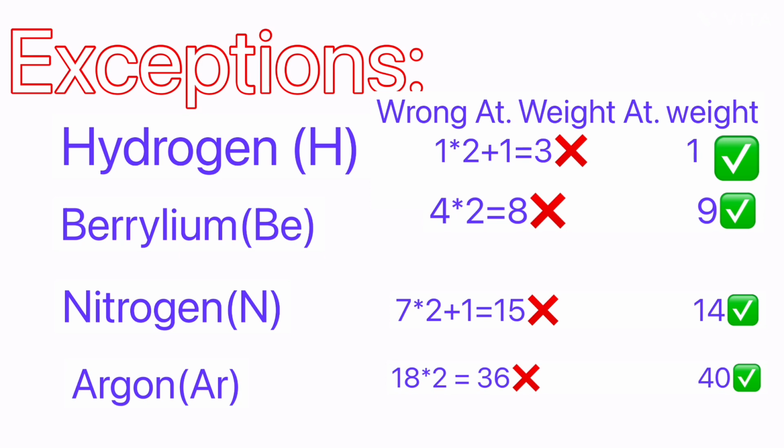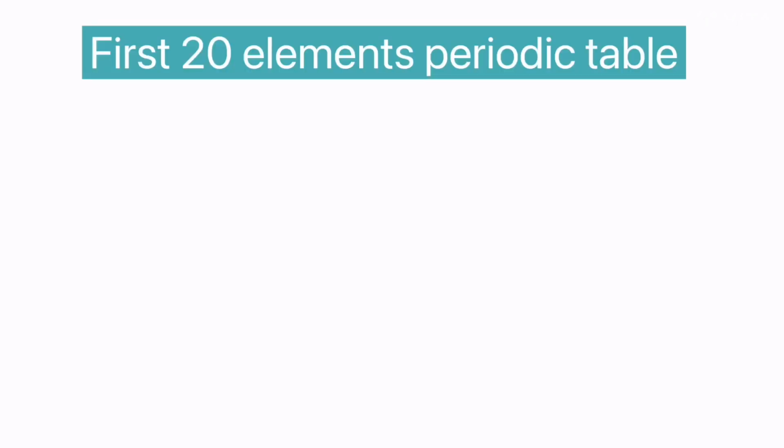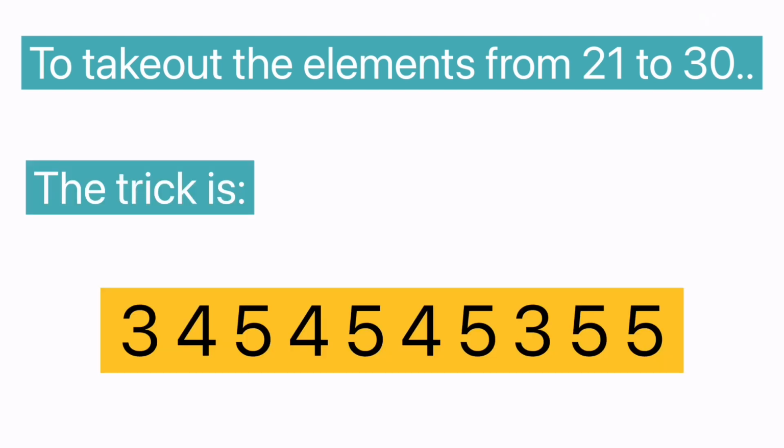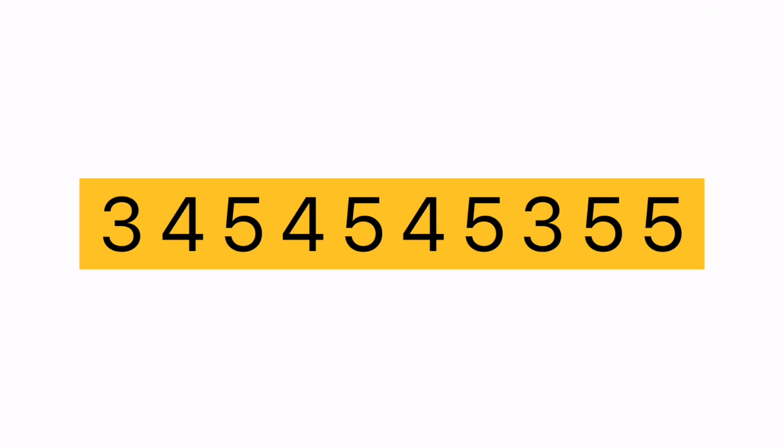So remember this. This trick can be applied to the first 20 elements in the periodic table. Now, for getting the atomic weight of the 21st to 30th elements, we should know this trick. The trick is 345, 45, 45, 355. Remember the number 345, 45, 45, 355. Now, I will teach you how to use this number to get the atomic weight of the respective elements. So let's get started.